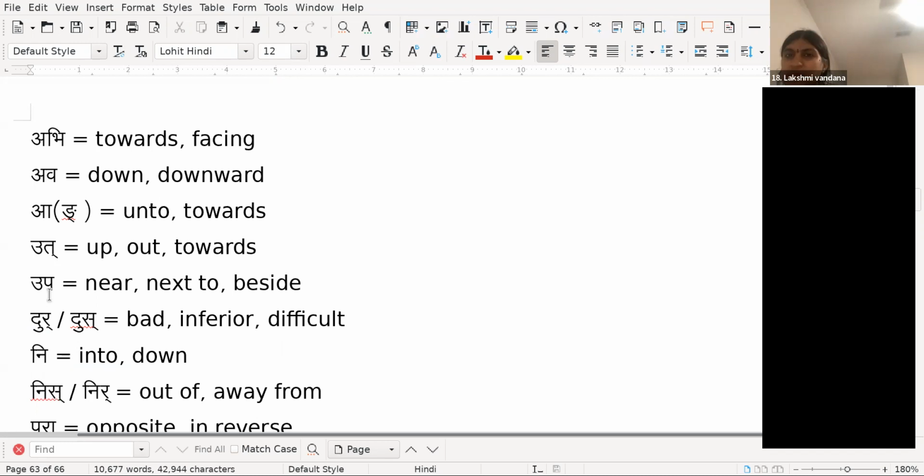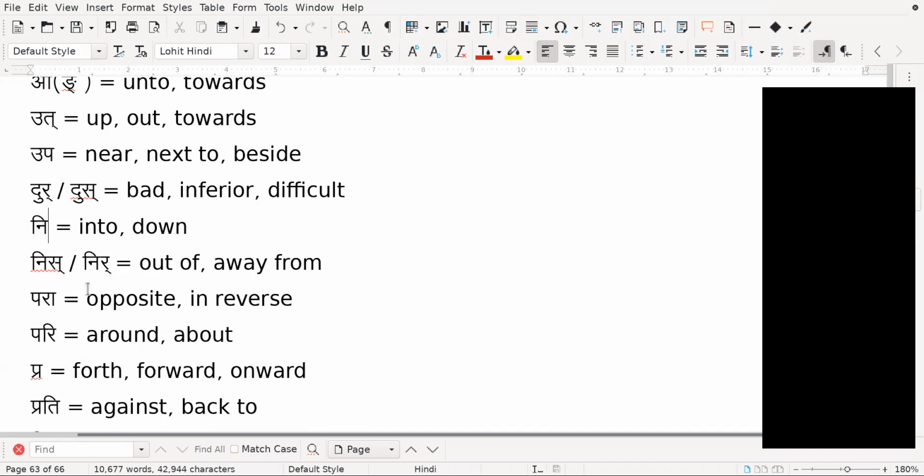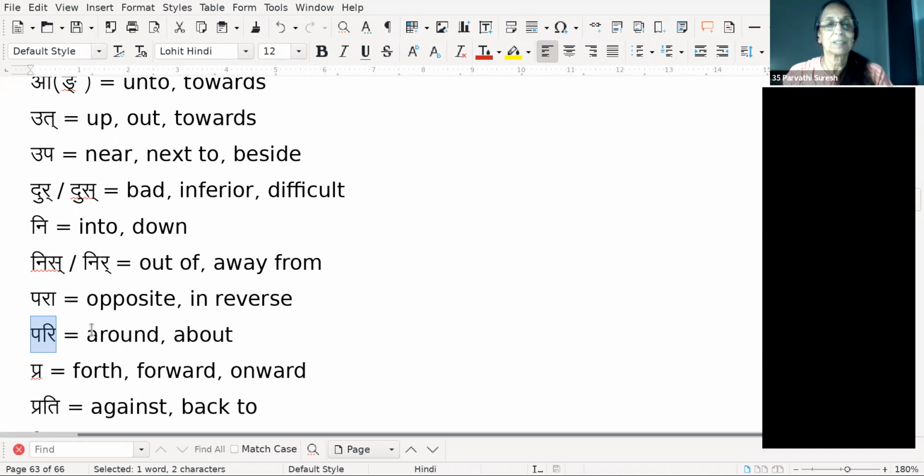Now the meaning changes there. Then dus: durjanam, durswapnam. Then ni. Nis, nir: nirapeksha. Para. Then pari: parivishtati, which is like you serve. Anjali Mahoday used the word pariveshtati. Parivekshate also; there are many. Do you know the meaning of parivekshate? Like examine. We'll look it up in the dictionary.